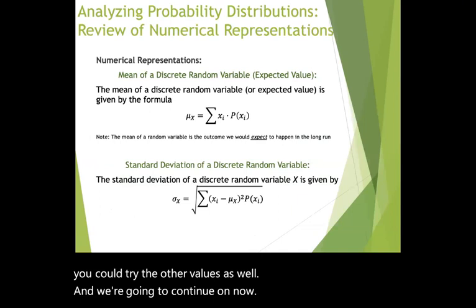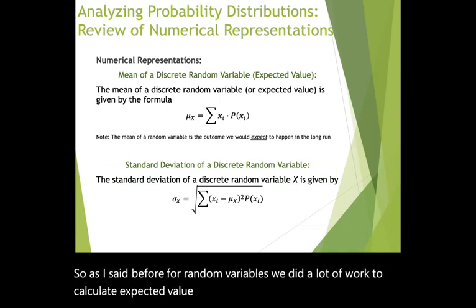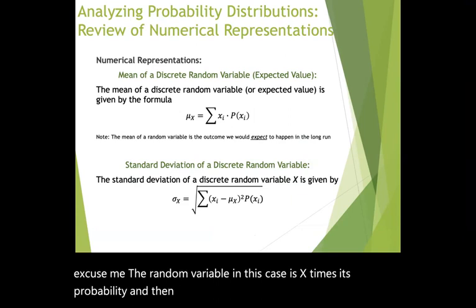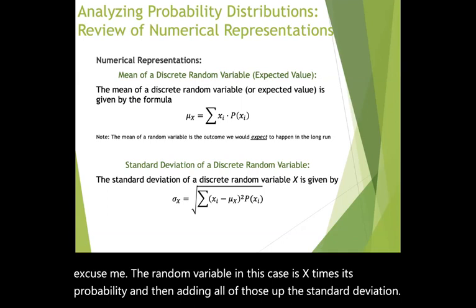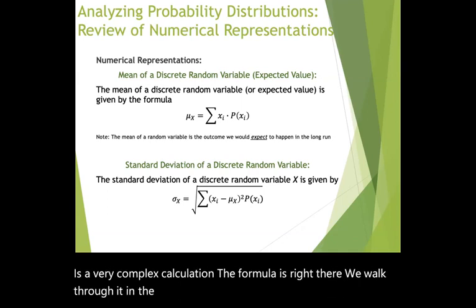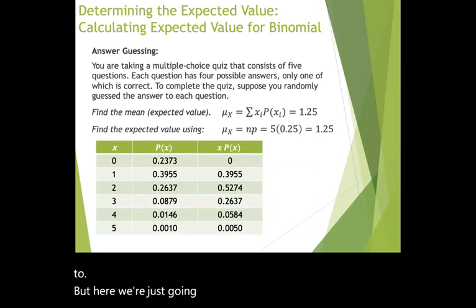So as I said before, for random variables, we did a lot of work to calculate expected value by multiplying the data point, the random variable in this case is X, times its probability, and then adding all of those up. The standard deviation is a very complex calculation. The formula is right there. We walked through it in the last video. You can refer to that again if you want to. But here we're just going to jump to the punchline.